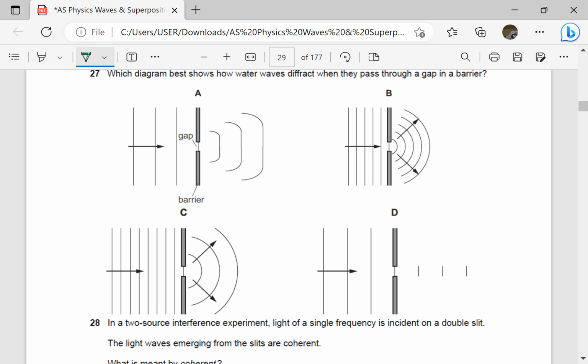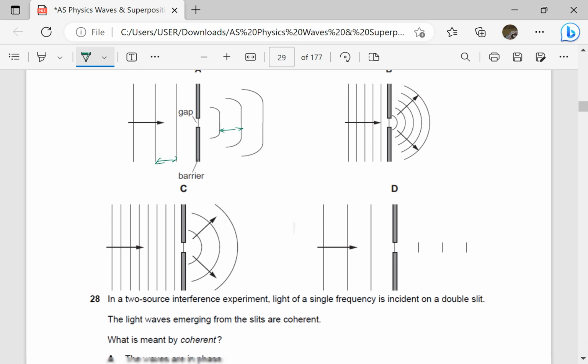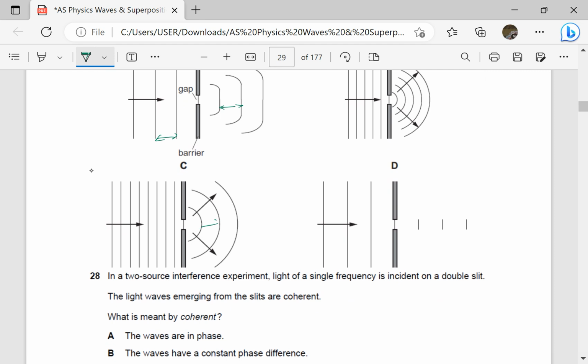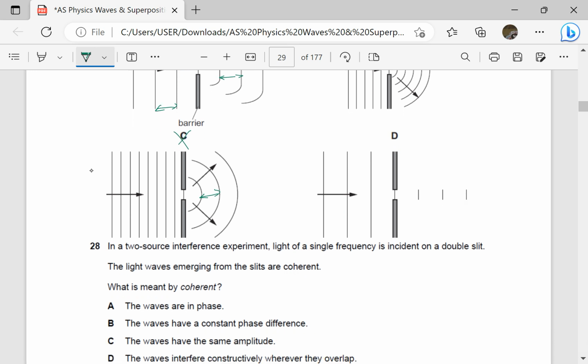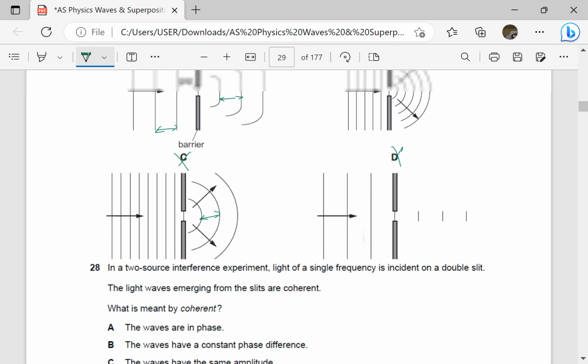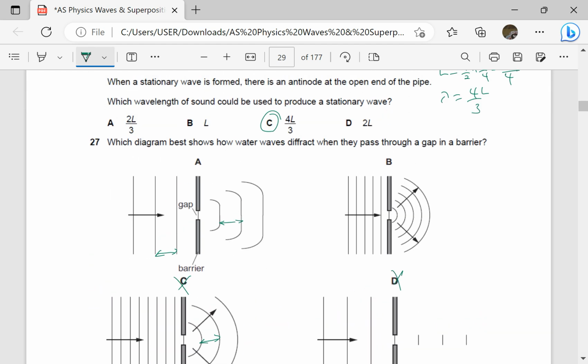Okay, so we can see here the wavelength is almost the same, but you notice that the size of the gap is very small. This one is showing that the wavelength has increased, so that one will automatically be eliminated. This one is showing that there is completely no bending, that one we just ignore. So we remain with these two.